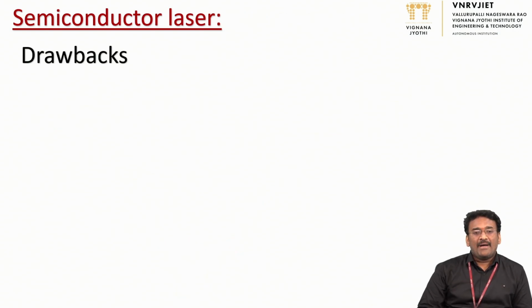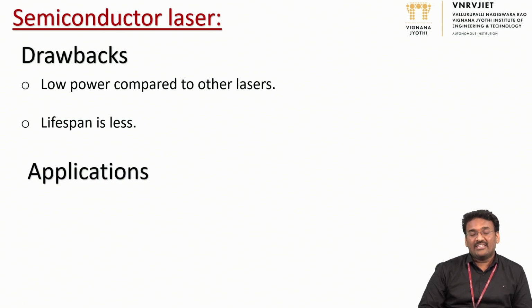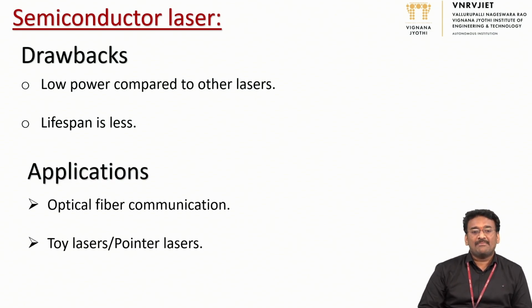The major drawbacks of the semiconductor laser are very low power compared to other lasers, and the lifespan is less compared to other lasers. But even though the drawbacks are there, there are very good applications with the semiconductor laser, especially optical fiber communication. That's how internet over fiber works, with the help of semiconductor lasers. Generally we also observe lasers in toys and pen pointers. All these are made with semiconductors because of their small size.